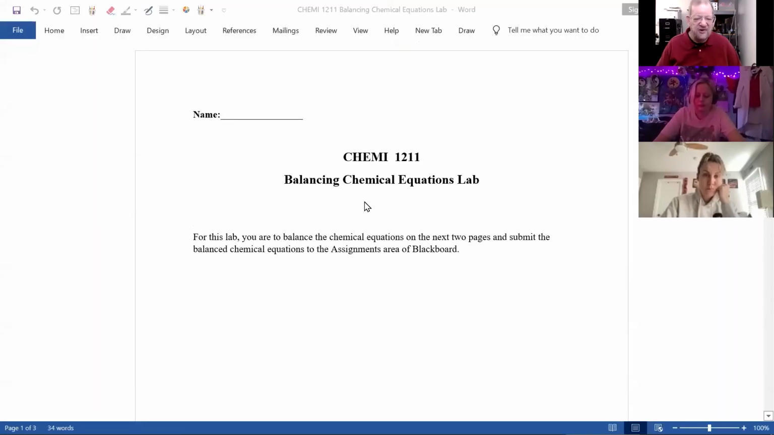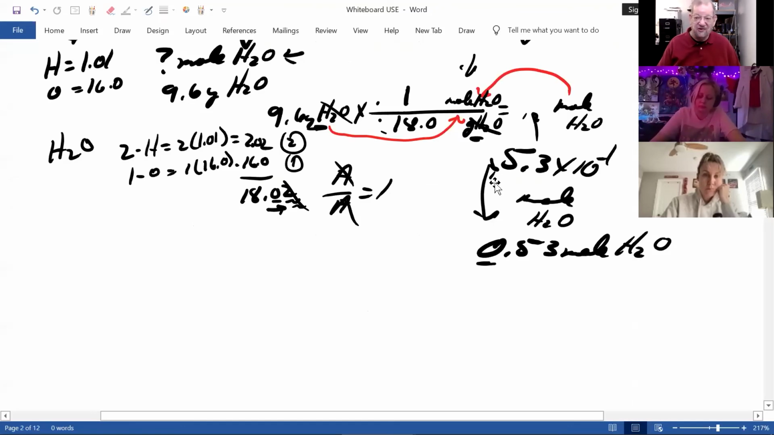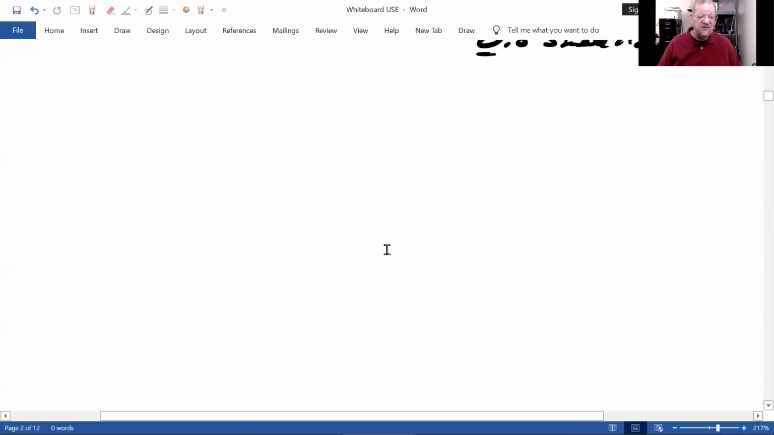And you'll see you can download this for this lab. You're to balance the chemical equations in the next 2 pages. Submit the balanced chemical equations to the assignment area Blackboard. Now, what I'd like to go through and review, which is good for your grade and also helps you learn this stuff, which is really what I'm trying to do, is let's go through some basics.